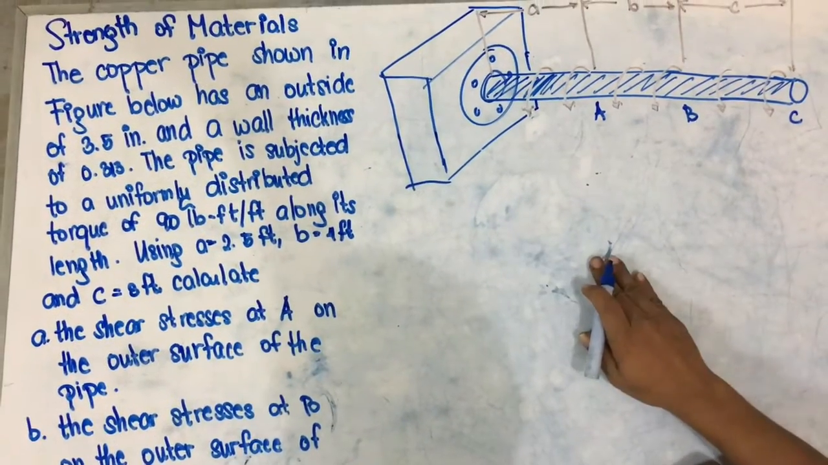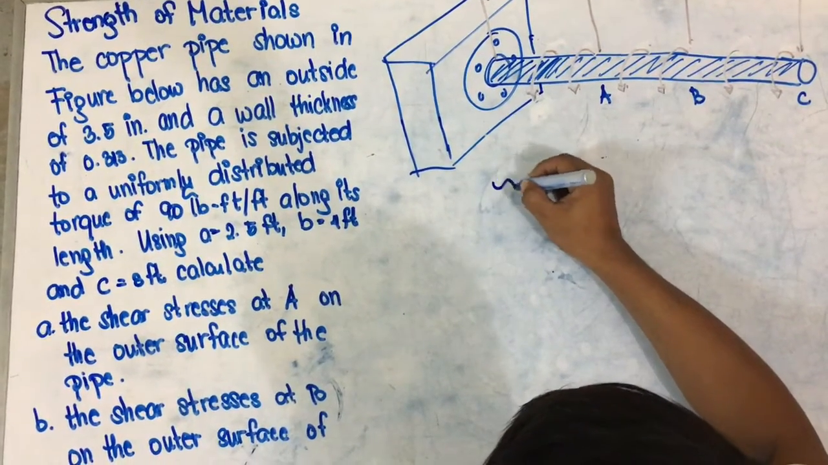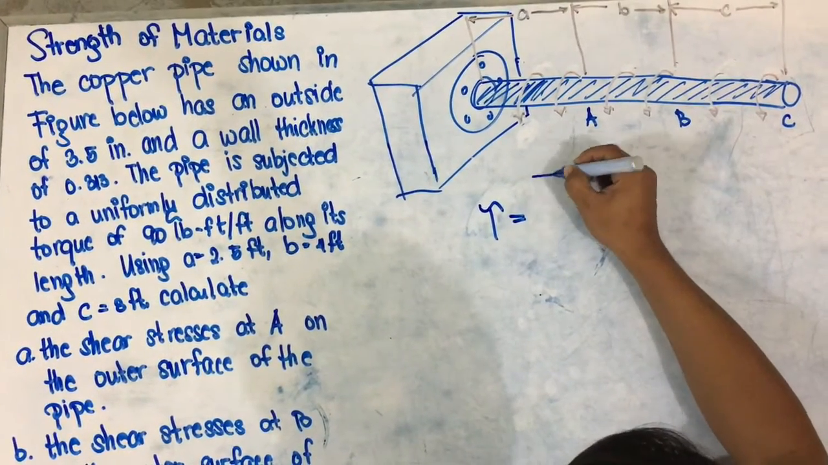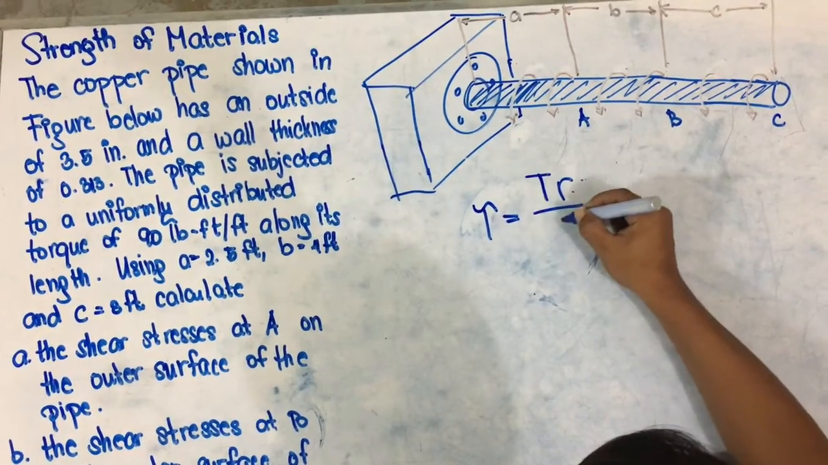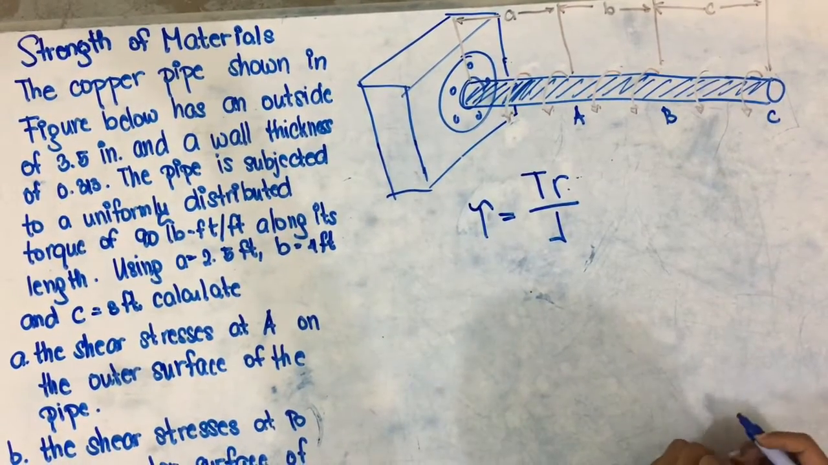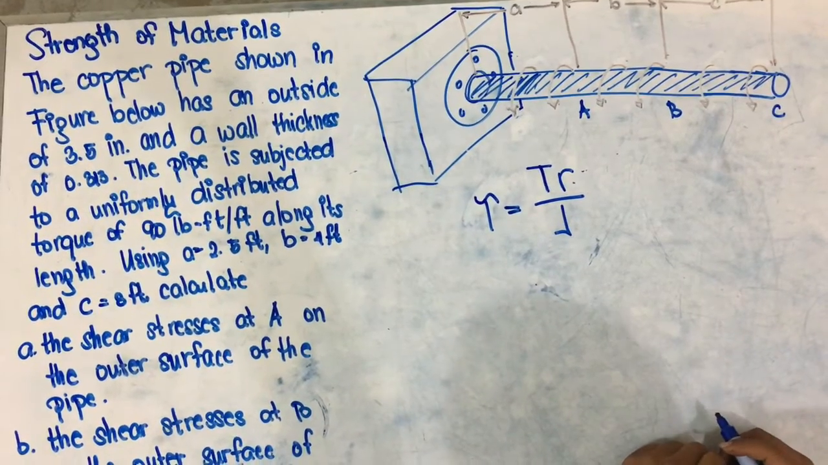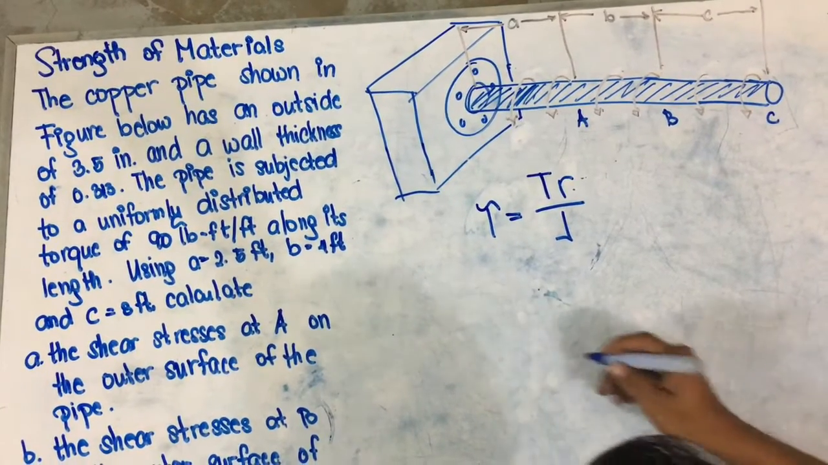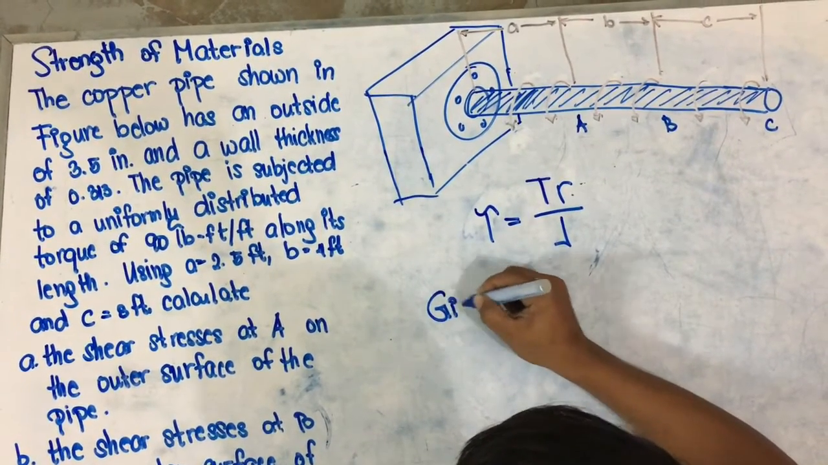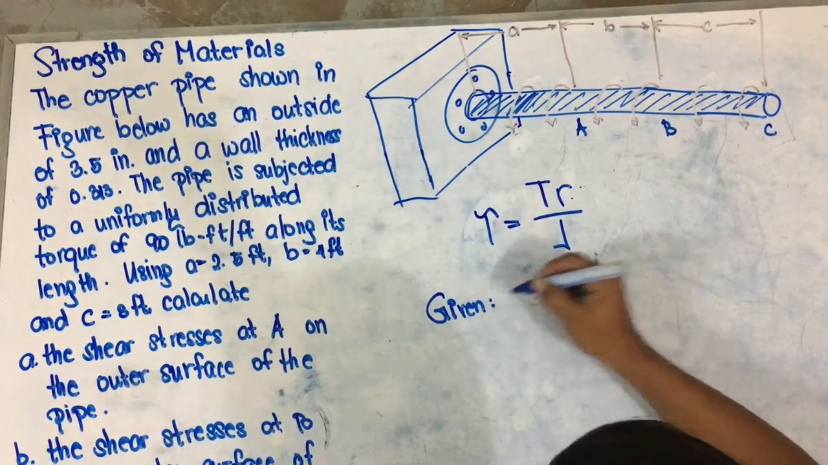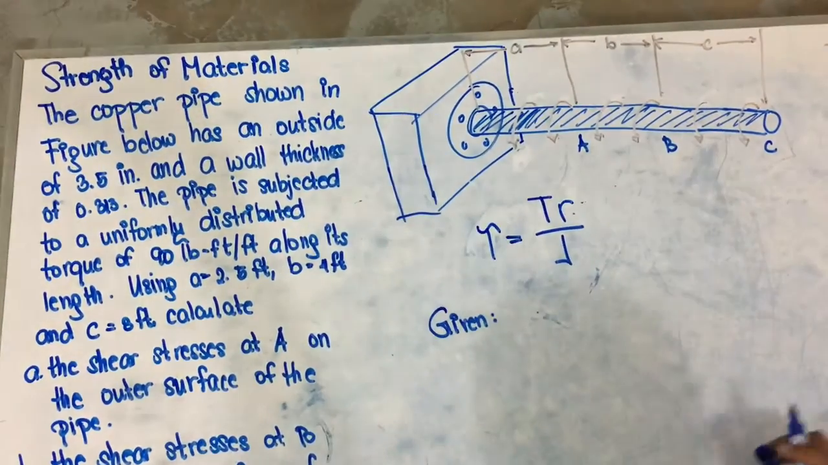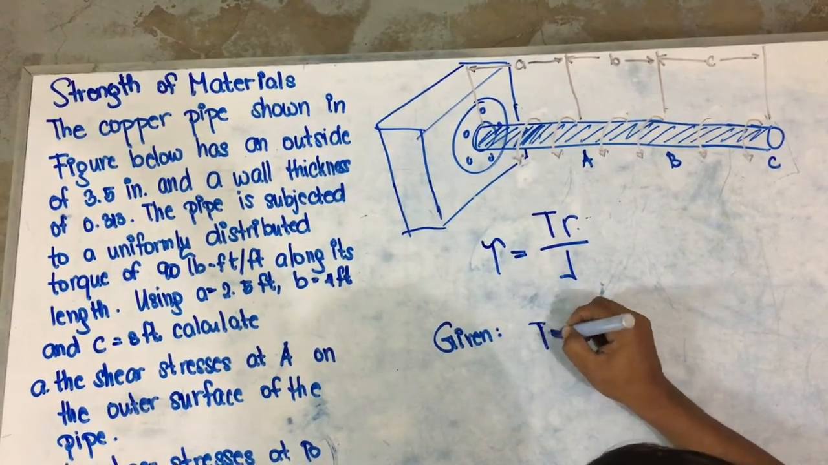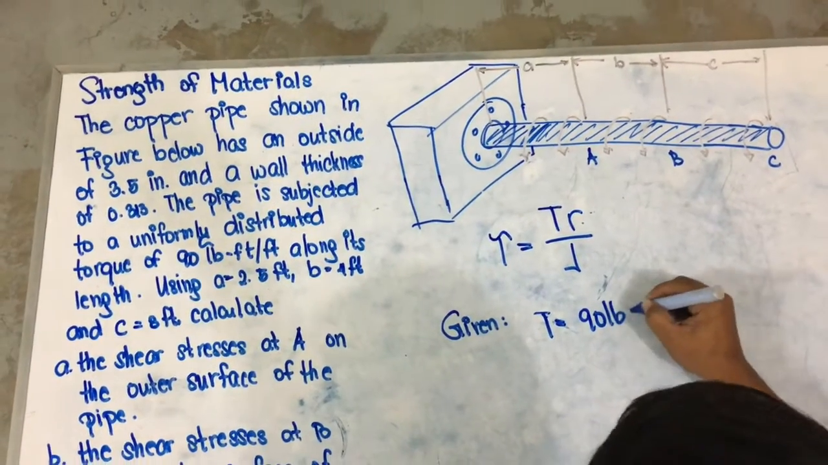In looking for shear stress in the torsion topic, we have tau, which represents shear stress, equal to torsion times the radius over J, which is the polar moment of inertia. Now, before solving the problem, you need to write down the givens, which is the best way to locate where to start. For torsion, we are given 90 pound-feet per foot.